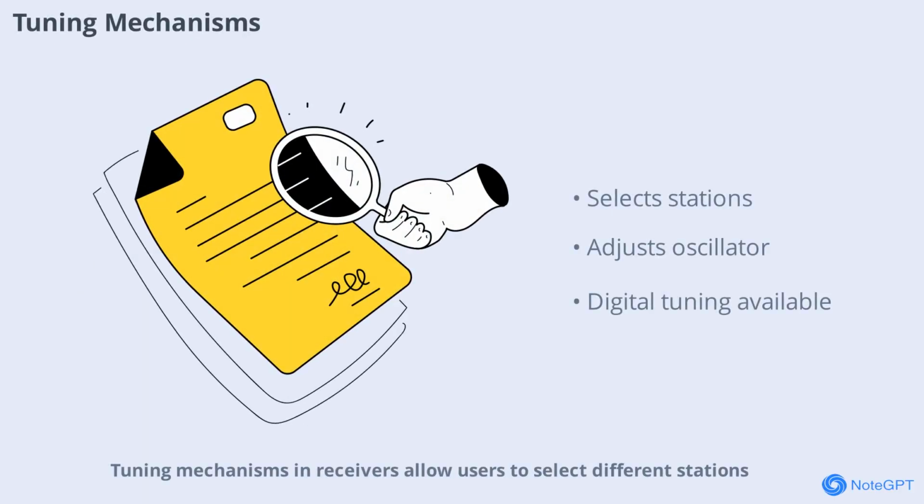Tuning mechanisms in receivers allow users to select different stations. This is achieved by adjusting the local oscillator and RF circuits to match the desired frequency. Modern receivers often use digital tuning for greater accuracy and convenience.